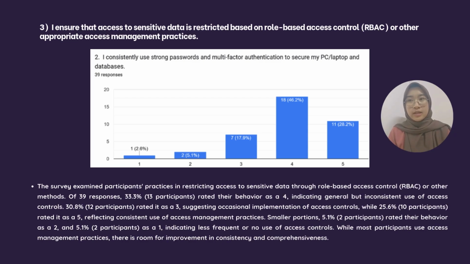Next: I ensure that access to sensitive data is restricted based on RBAC or other appropriate access management practices. The survey looked at the participants' use of RBAC or similar methods to restrict access to sensitive data. Of the 39 respondents, 13 participants use access control generally but inconsistently with a rating of 4, while 12 participants with a rating of 3 use them occasionally. A smaller group of 10 participants rating 5 consistently apply access control.